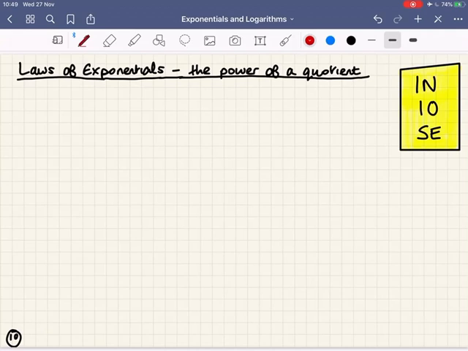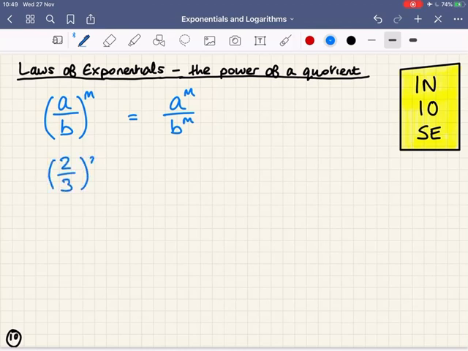And then last but not least, the power of a quotient. So we could have an expression like A over B, all raised to the power of M. And like before, this can be simplified to A to the M over B to the M. They're both equivalent. So if I had 2 over 3 squared, that's equal to 2 squared over 3 squared, which is 4 over 9. So there's a nice rule to remember.